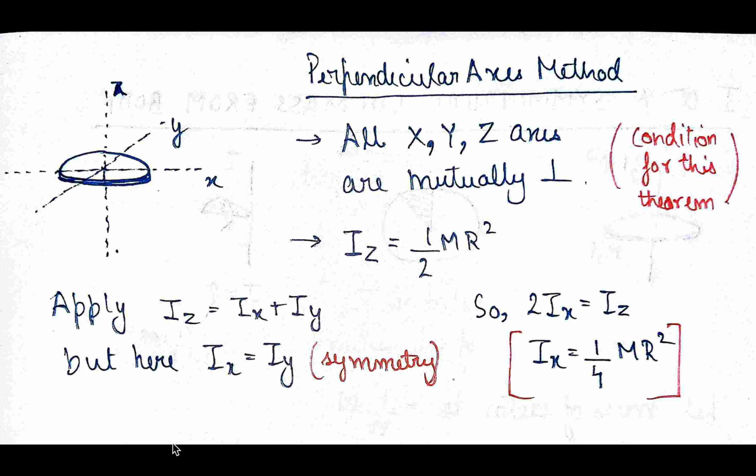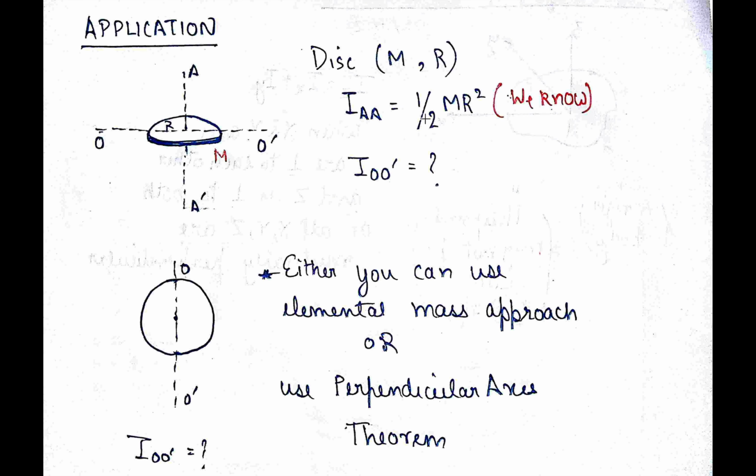So with the perpendicular axis method, first of all verify that all the three axes are perpendicular to each other, that is mutually perpendicular. This is the condition for this theorem. So this is x-axis, this is y-axis, this is z-axis, and we have to find out the moment of inertia about the z-axis. So apply Iz equals Ix plus Iy. And you already know that Iz equals half mr square from here.